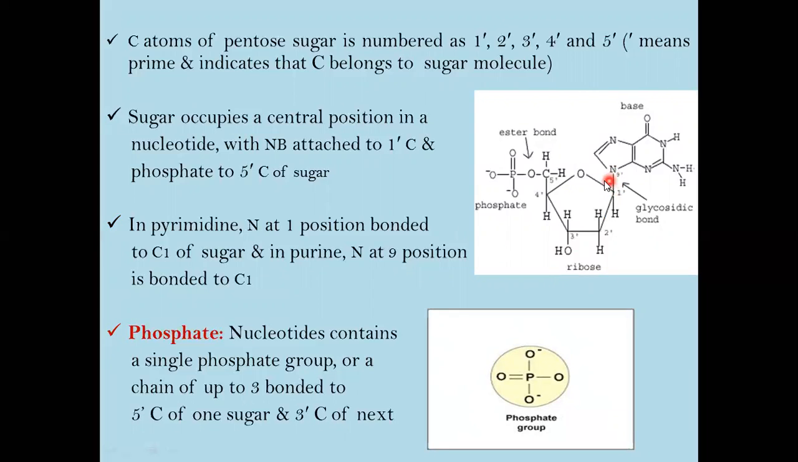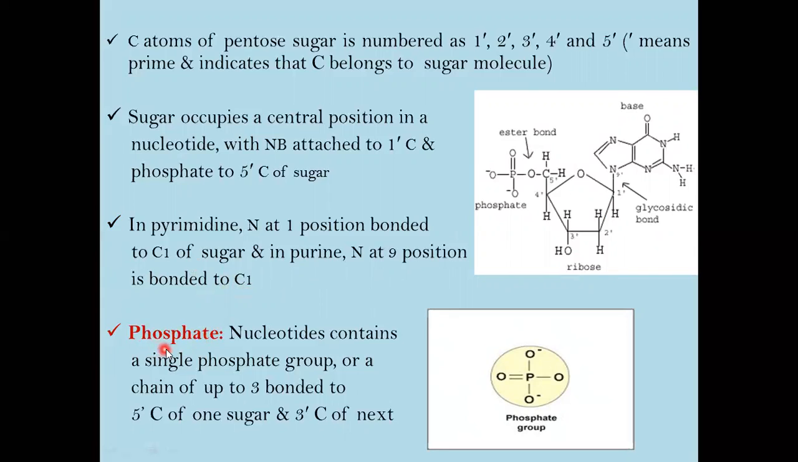So the nitrogen present at 1 will be bonded with carbon 1 in pyrimidine, while nitrogen at 9 will be bonded at carbon 1 of the sugar in a bond known as glycosidic bond. And at 5, the phosphate will be bonded here in an ester bond. So this is an important point. You have to know that in pyrimidine, nitrogen at 1 position is bonded to carbon 1 of sugar, and in purine, nitrogen at 9 position is bonded to carbon 1 of the sugar.